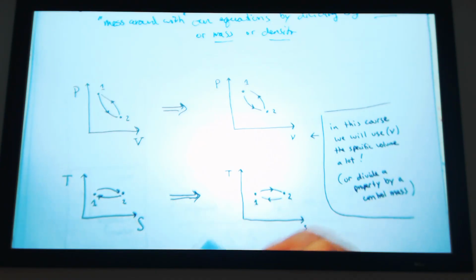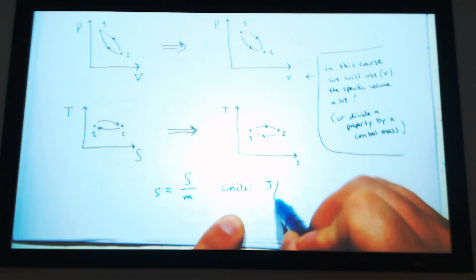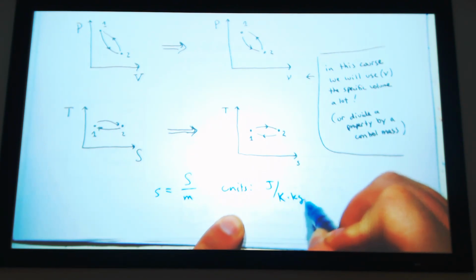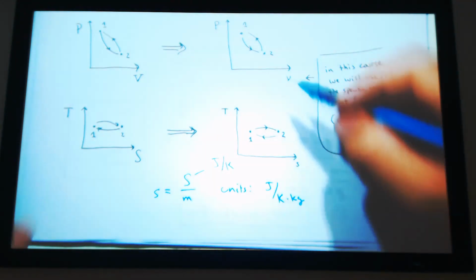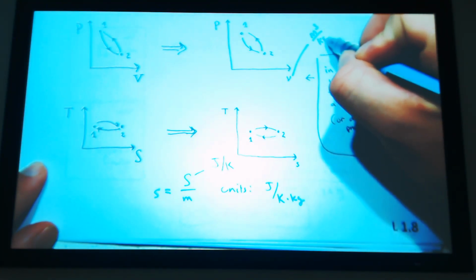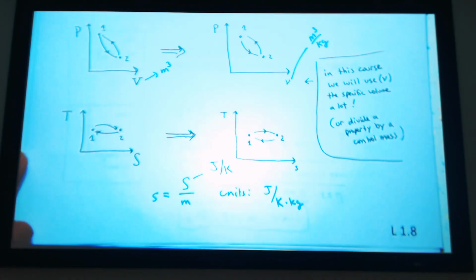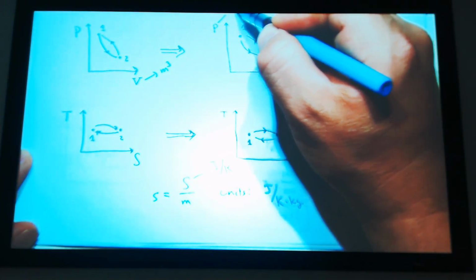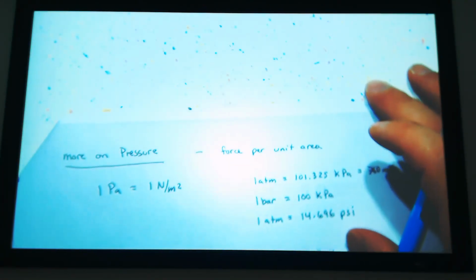So small s is equal to big S over m, and small s has units of joules per Kelvin per kilogram, whereas big S is joules per Kelvin. And specific volume has units of meters cubed per kilogram. We also have kilopascal, Kelvin, whatnot.